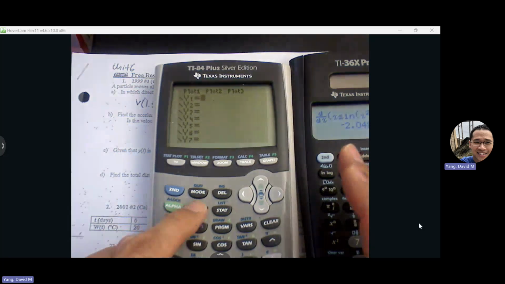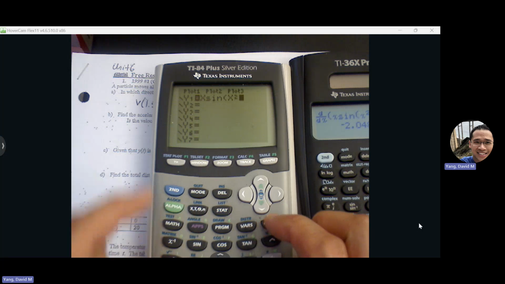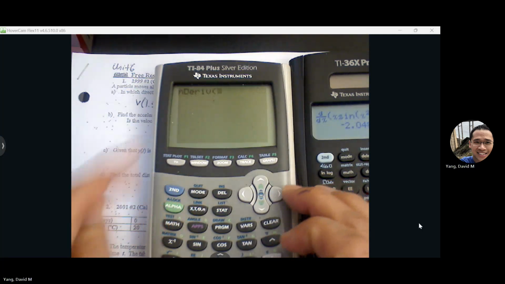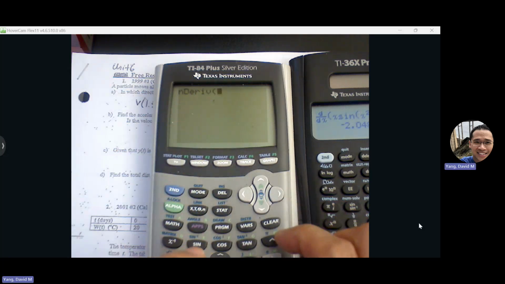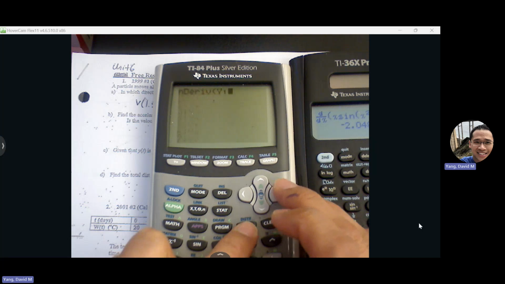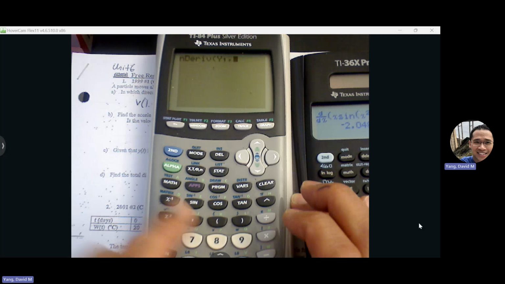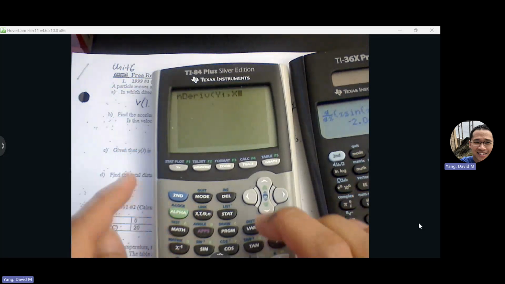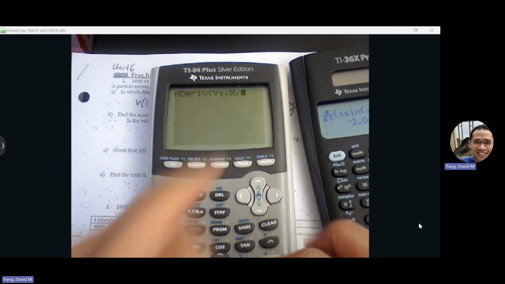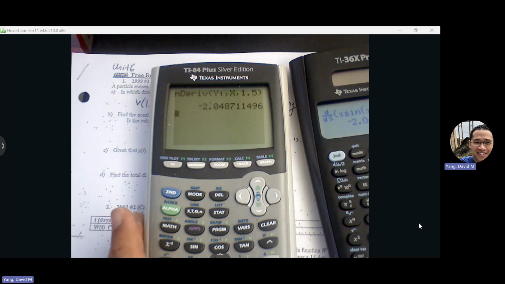My y1, I'm going to let it hold my velocity function, so x sine x squared. Math 8. Again, it'll come in with 3 arguments. You're going to do vars, y vars, function y1, and then you'll do comma. A comma is right above the number 7. And then you're always going to do x, since x is always the independent variable. And I'm asking for the derivative of this function at x equals 1.5. That'll get you there as well.